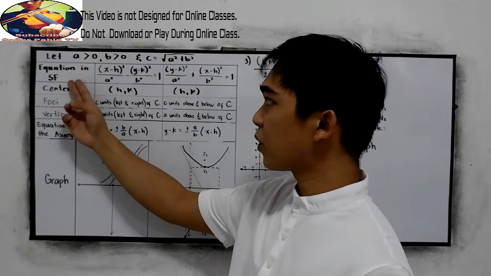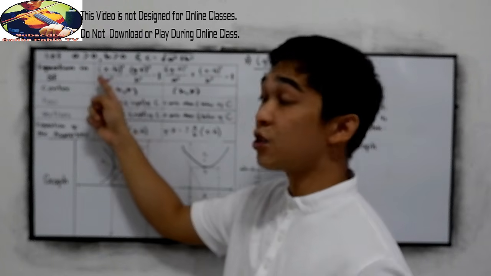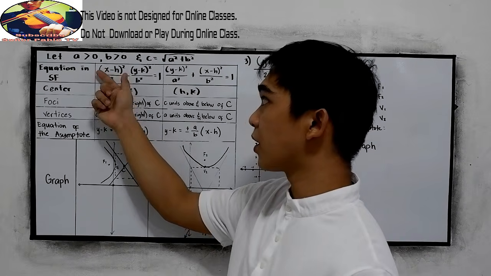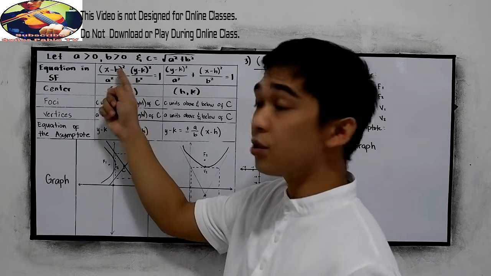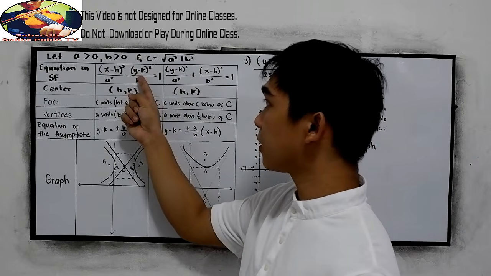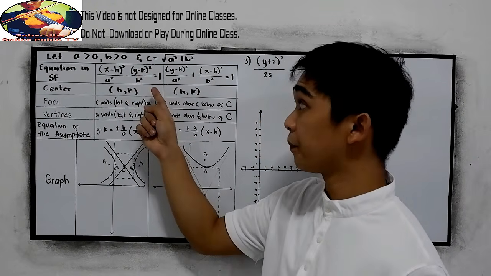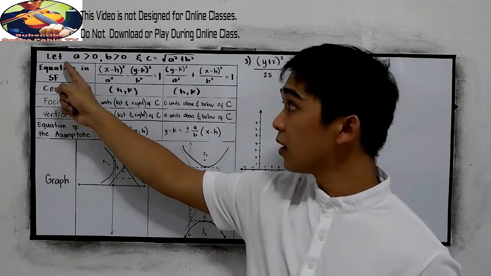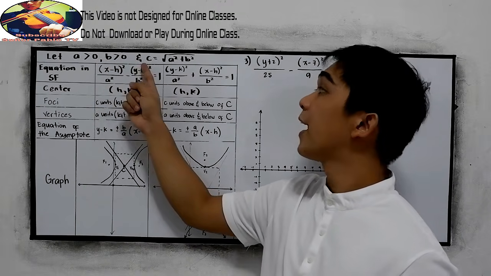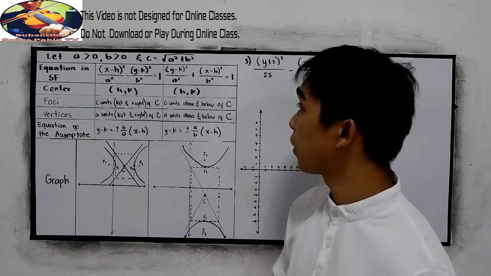If our equation in standard form is like this one, we have (h, k) for the center. So (x minus h) squared over a squared minus (y minus k) squared over b squared is equal to 1. This is our condition: let a be greater than 0, b be greater than 0, and c is equal to the square root of a squared plus b squared.